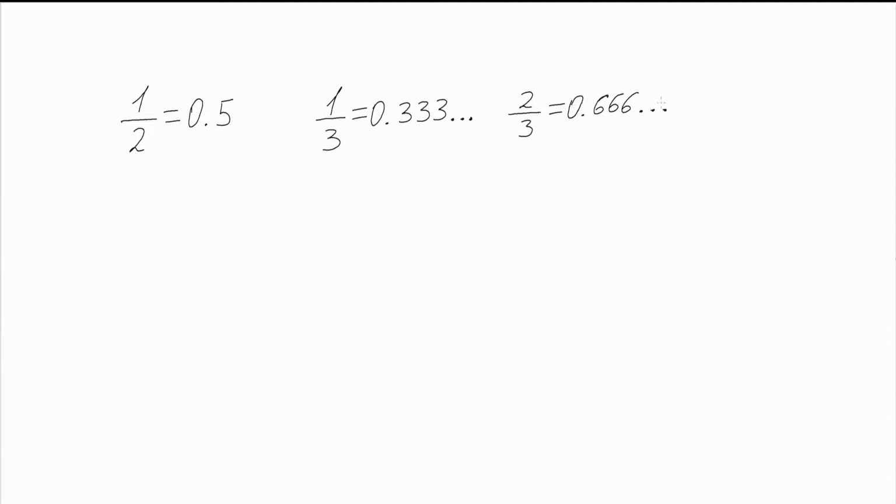I'm sure you're familiar with fractions 1 over 2, 1 over 3, and 2 over 3. And you probably know their equivalency in the decimal format. 1 over 2 equals 0.5. 1 over 3 equals 0.333, and so on. This is an infinite decimal. 2 over 3 equals 0.6666, and so on. It is also a continuous repetitive decimal.